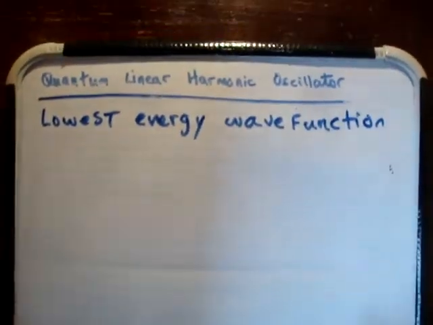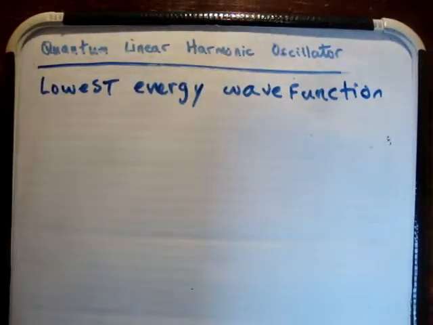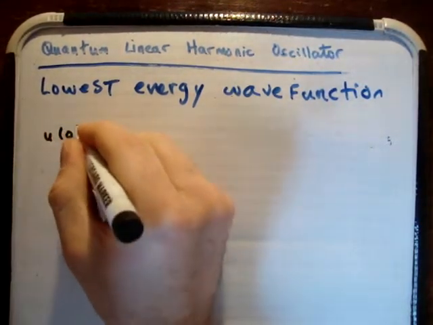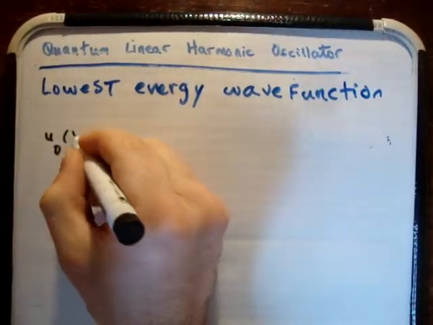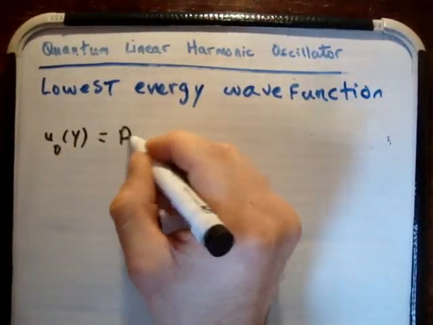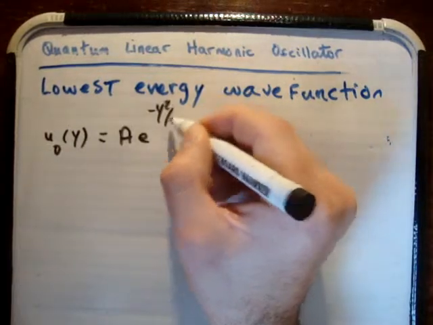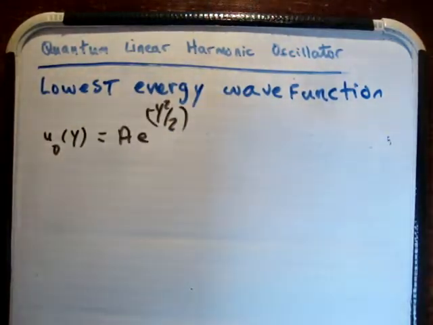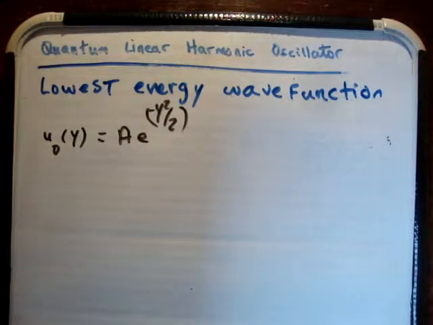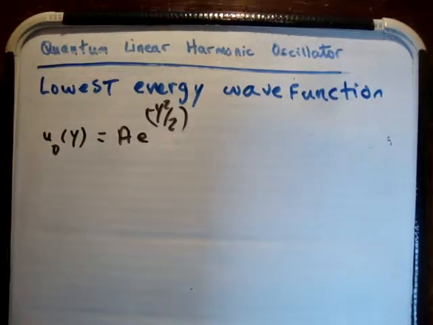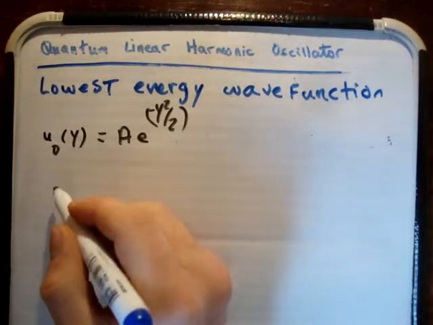So what happens if we find the energy in the system? How do we find the energy? Let me write it this way, it might be easier: u0 of y is equal to a constant times e to the minus y squared over 2. Let's plug this into our Schrodinger equation. Which form are we going to use, y plus y minus or y minus y plus? I'll show you which one we use and why.